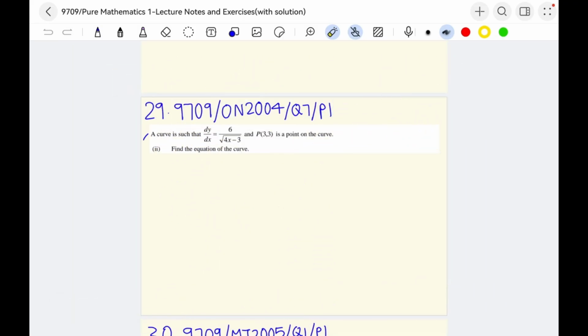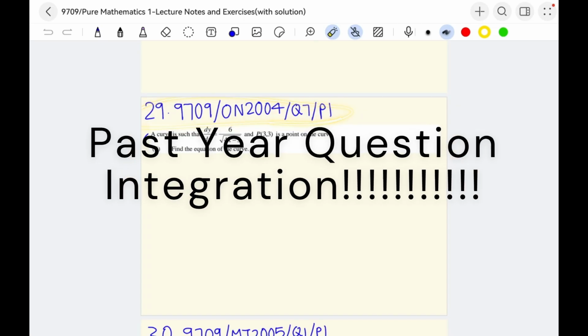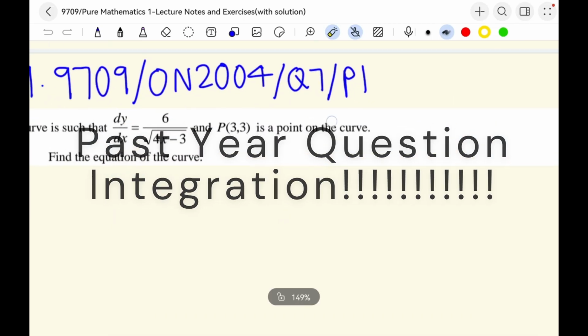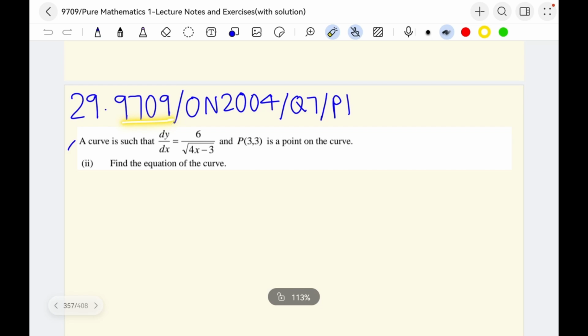Alright guys, so the question just now is actually the last question before the passive questions. Welcome to the last chapter. The partial discussion for the last chapter, which is the integration. So this is question 29 from 9709, October, November 2004, question 7 from paper 1. So this question is related to the gradient. To get the original equation of the curve, you must use the gradient function to integrate it.